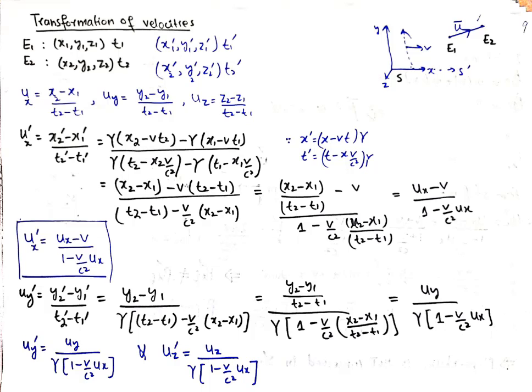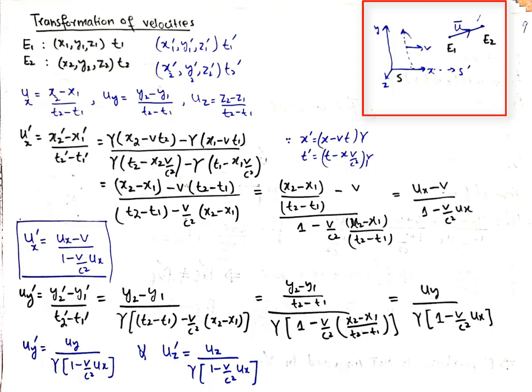So in this video I'm going to talk about the transformation of velocities. Let's say we have one frame S and another frame S prime, and this S prime is moving along the positive x direction with a constant speed v. And now there is another particle in space, and this particle is also moving. Let's say the speed of the particle is u in the S frame, and the speed of the particle is u prime in the S prime frame.